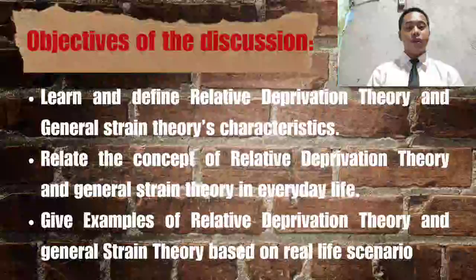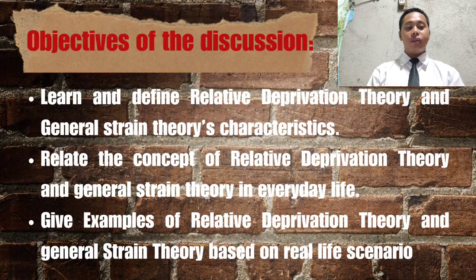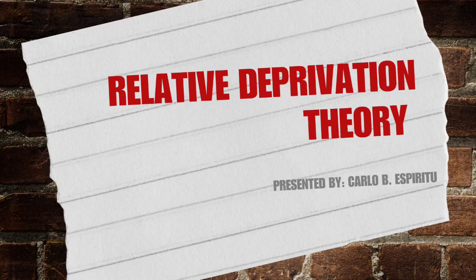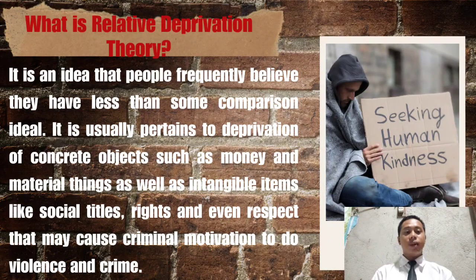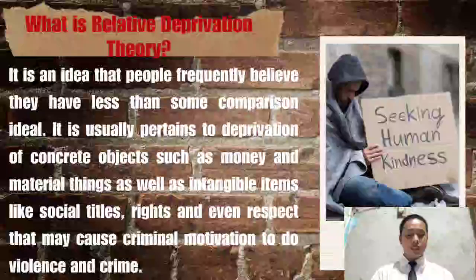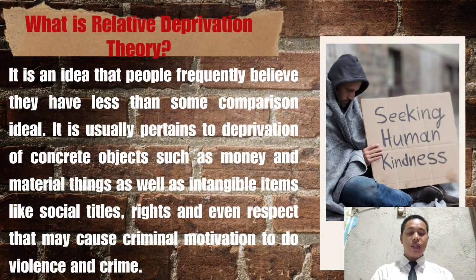So, let us move on to relative deprivation theory. First, let us define what relative deprivation theory is. Relative deprivation theory is an idea that people frequently believe they have less than some comparison ideal. It usually pertains to deprivation of concrete objects such as money and material things, as well as intangible items like social titles, rights, and even respect that may cause criminal motivation to do violence and crimes.